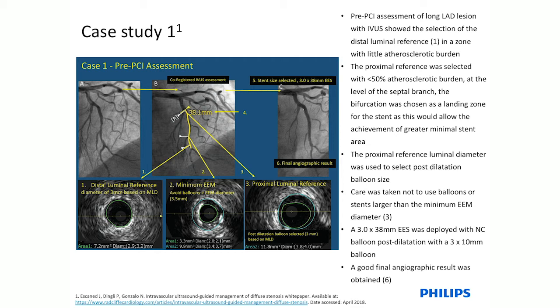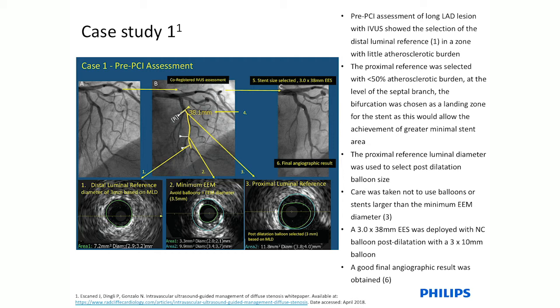Now, the bifurcation here was chosen as a landing zone for the stent, because this also provides an extra safety mechanism for landing with a bigger stent. Remember that the polygon of confluence of the bifurcations in a way provides an opportunity for landing with a relatively large stent without damaging the intima of the vessel. We were careful in this particular situation.